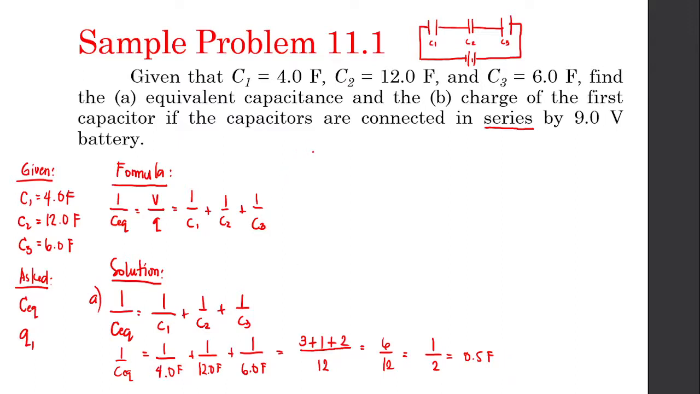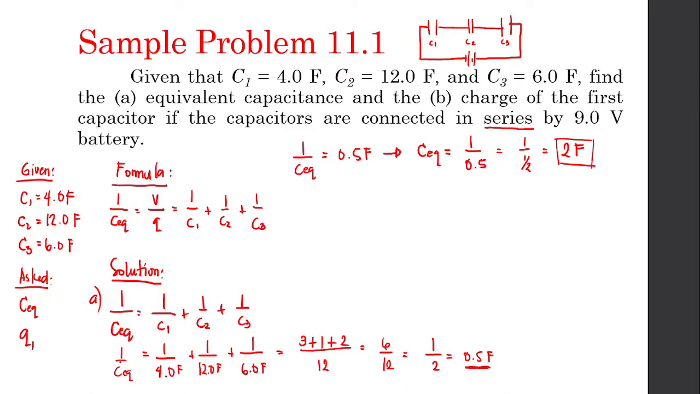Well, if we're going to continue here, 1 over equivalent capacitance is equal to 0.5 farad, right? So if we rearrange this equation, the equivalent capacitance is equal to 1 over 0.5, or that is 1 over 1/2, which means our CEQ is actually equal to 2 farad. Okay, please do not get confused. This right here is not your equivalent capacitance yet.